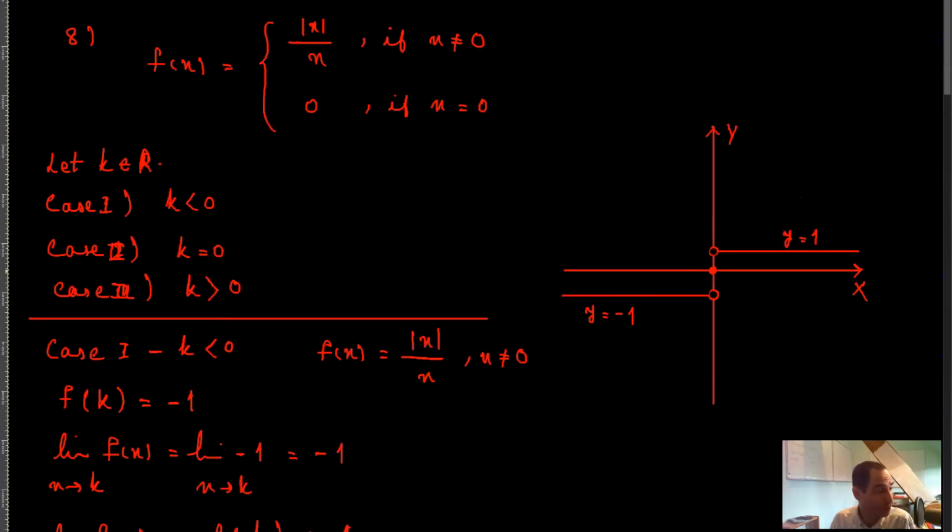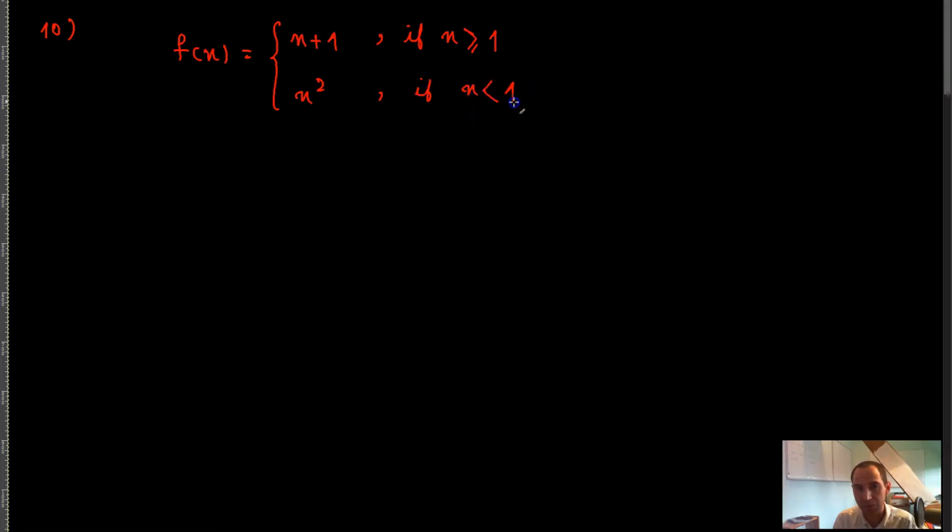The next thing that we have here is question number 10, which is f of x is equal to x plus 1 if x is greater than or equal to 1, and it's equal to x squared if x is less than 1.